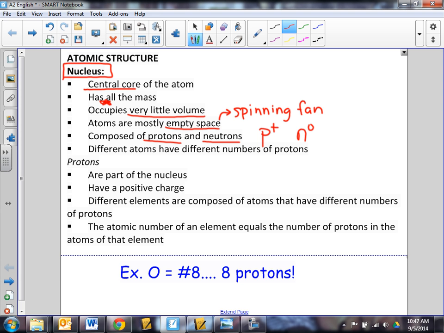The last point there is that in the nucleus, different atoms have different numbers of protons. If I have the same atom, therefore, I should have the same number of protons. So I'm just going to write "and vice versa" at the end so that you know that the opposite is true as well.